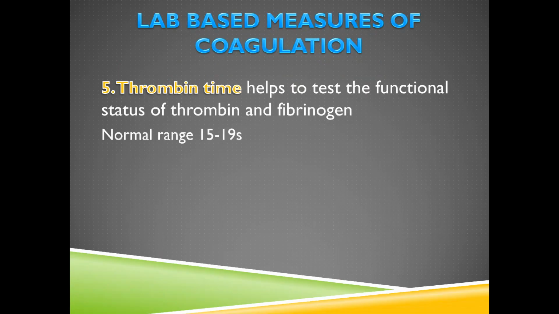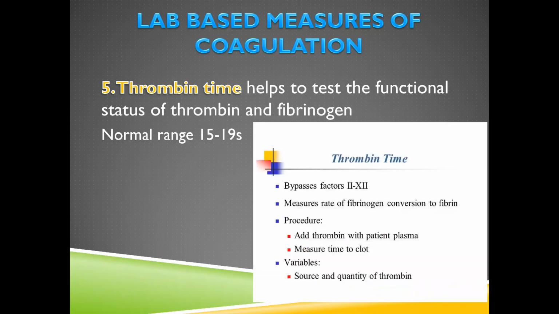And thrombin time, which is still used even today, is a lab-based test and measures the conversion of fibrinogen by thrombin, and their normal value is 15 to 19. So what is the indication for thrombin time today? When will you order for a thrombin time? Okay, so you can tell me.